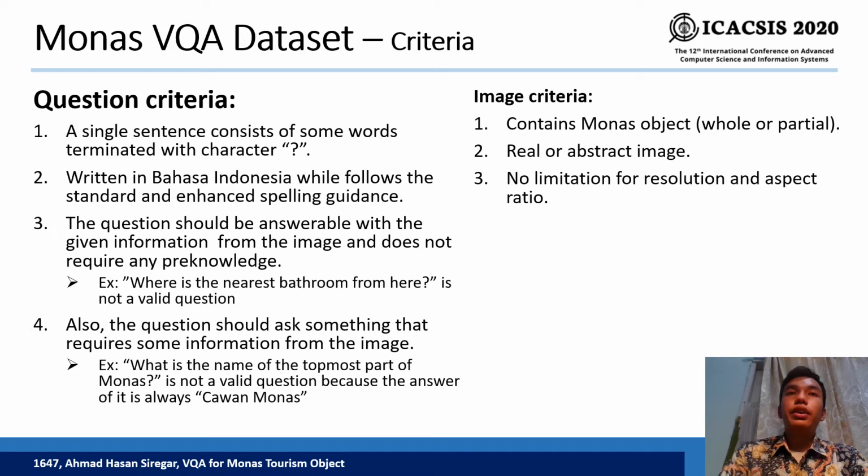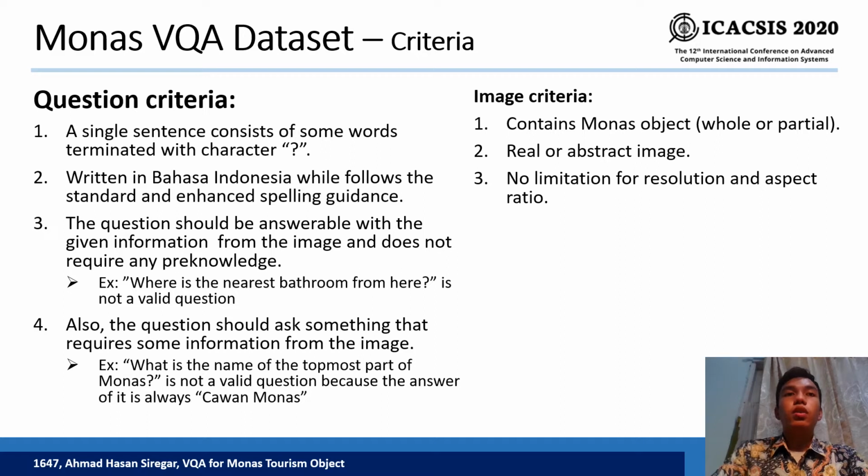So, for the criteria of our dataset, we have two criteria. The first is question criteria. A question should be a single sentence, consisting of some words terminated with a question mark, written in Bahasa Indonesia. The third, the question should be answerable with the given information from the image and does not require any pre-knowledge or information outside of the image.